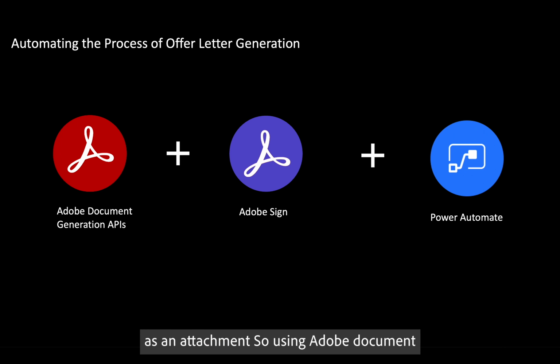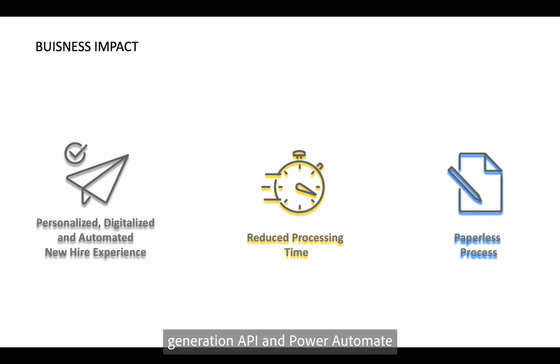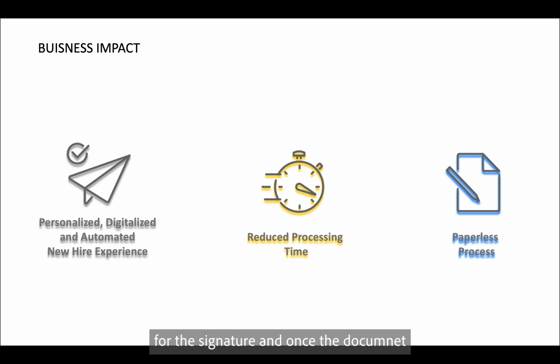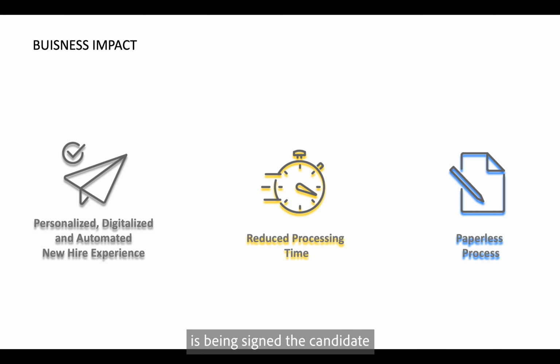So using Adobe Document Generation API and Power Automate, you can automate the entire process of offer letter generation. HR needs to just fill a form and all the information will be merged in the offer letter template and a generated PDF will be sent to the new hire candidate for their signature. And once the offer letter is signed, HR and the candidate both will receive a signed copy of the agreement.